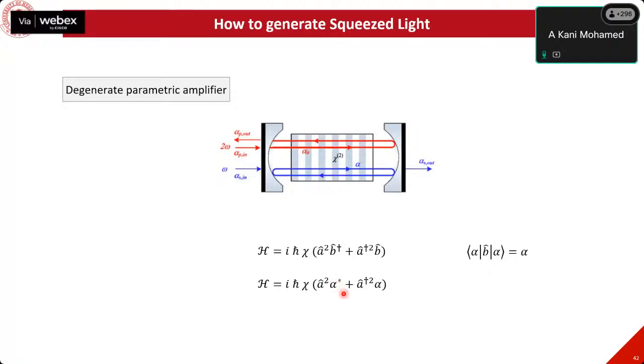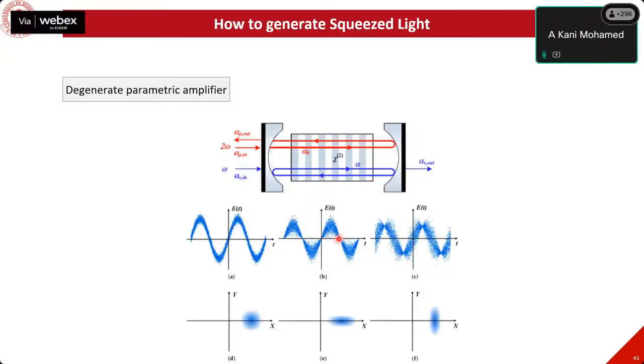So just by playing with this alpha, the complex number, we can generate a phase squeezed light, amplitude squeezed light, or a general squeezed light. But what we are mostly interested in here is generating a phase squeezed laser light, where the phase is being squeezed.